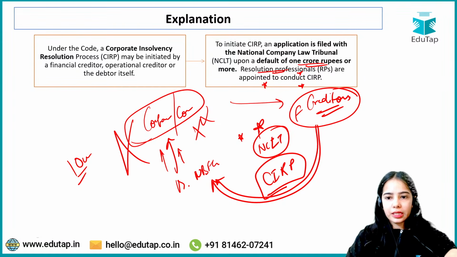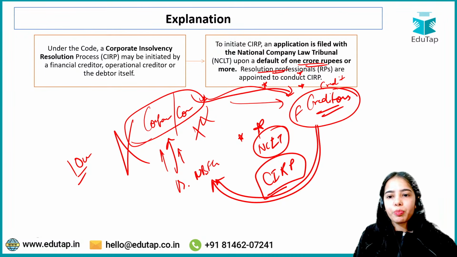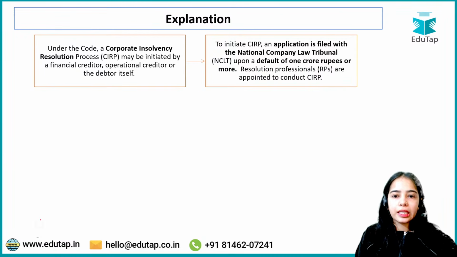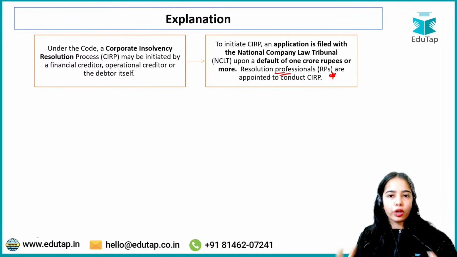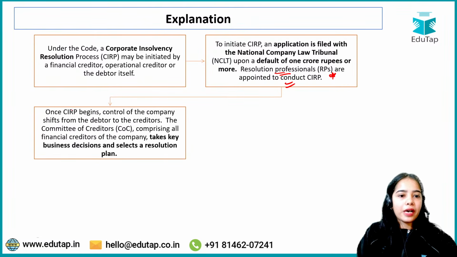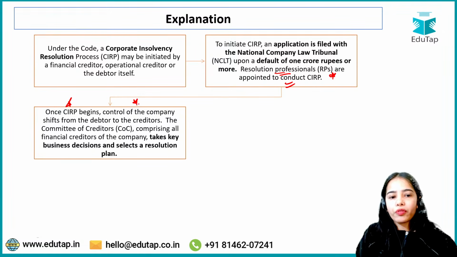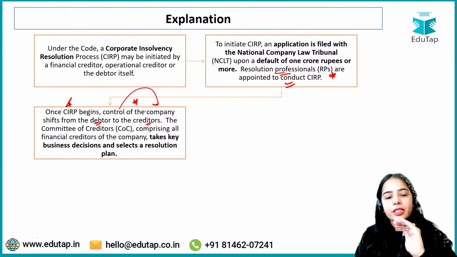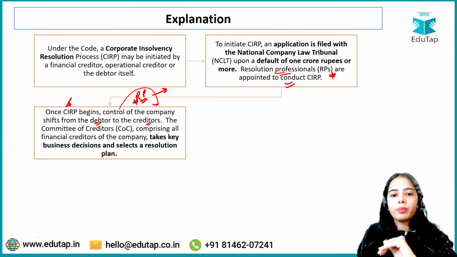So this whole process to get the money from the debtors to pay to the creditors is conducted through the resolution professionals. They are the professionals that try to resolve the issue, and they are appointed to conduct the corporate insolvency resolution process. Once CIRP begins, control of the company shifts from the debtor to the creditors. Generally, whenever the CIRP begins, the control of the company shifts from the debtors to the creditors, basically to the resolution professional on behalf of the creditors.